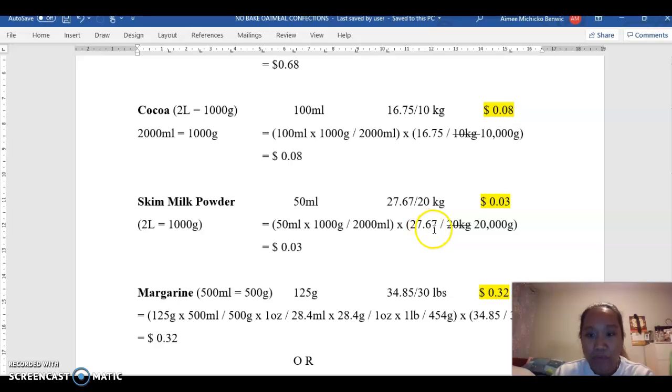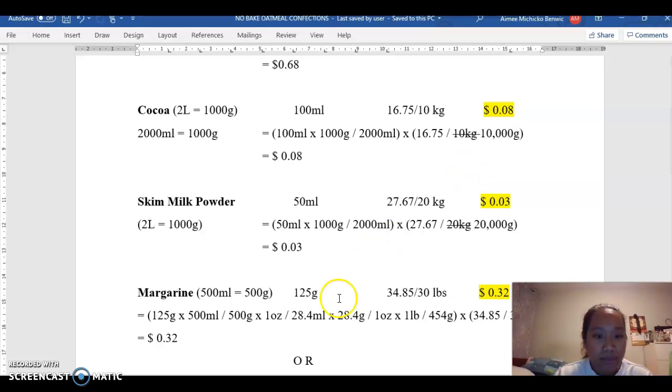We cannot move forward until we have the same unit. There are 1,000 grams in 1 kilogram, so 20 multiplied by 1,000 gives us 20,000. As we compute all of this, that gives us 3 cents. So 3 cents is the cost of skim milk powder.